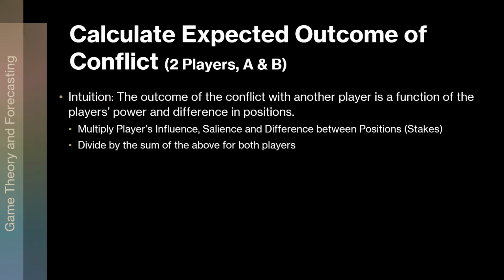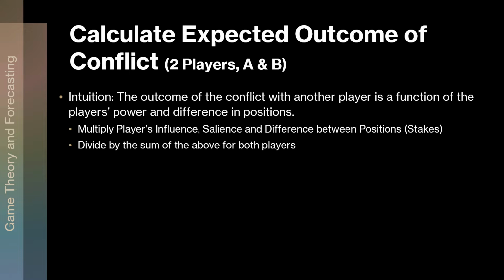Okay, so how do we calculate the expected outcome of conflict? Let's suppose we've got 2 players, A and B. And remember, in the forecasting model, for each player, we've already calculated their influence, their salience, and their ideal position. Influence 100 is the most influential person. There can be more than one with the same; if you've got 2 very influential people, you can have 200s in there. But then everyone else is less than 100, based on how much influence they have over one another in comparison to one another.